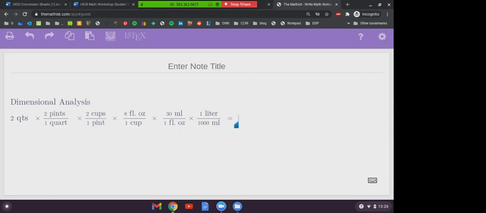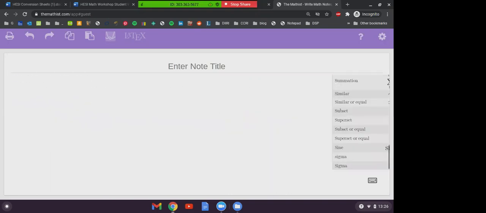Then you multiply all the tops, 2 times 2 times 2 times 8 times 30 times 1. You multiply all the bottoms, 1 times 1 times 1 times 1 times 1,000. Then you divide it out and round it, because they told us to round to the nearest tenth. So I have 1.9 liters, and that's my final answer.